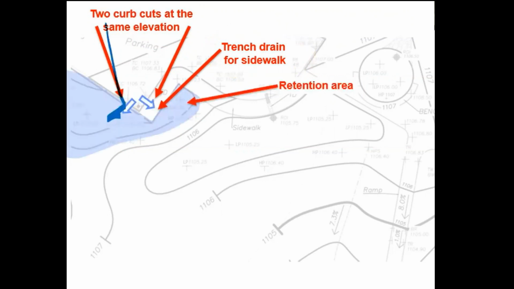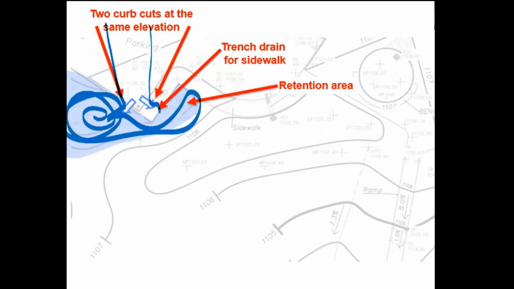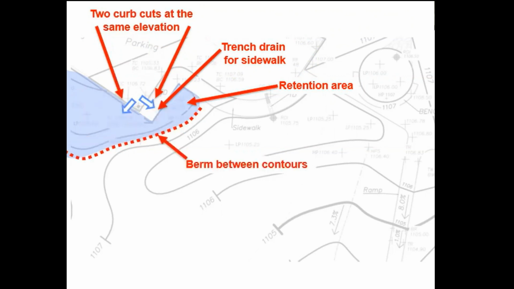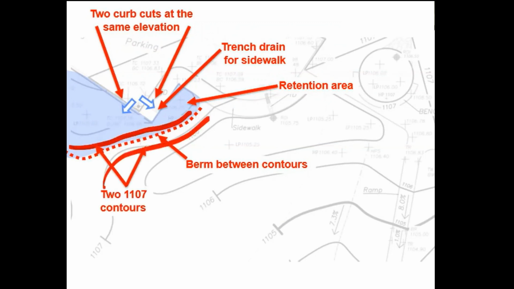So water flows down into the system. The system starts to fill up until eventually it blocks off the curb cuts. Should be familiar by now. You're going to have a berm between two contours that keeps water from overflowing. In this case, the two contours are 1107. Both of them have to be the same, with the berm in between. We'll have spot elevations to show the top of the berm to keep the water from overflowing the system.